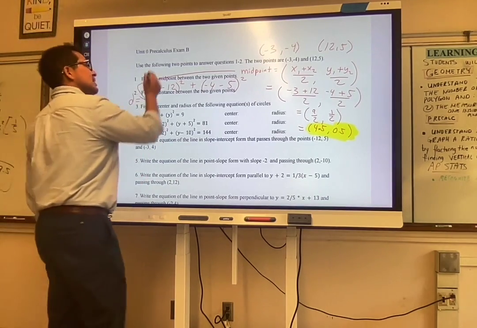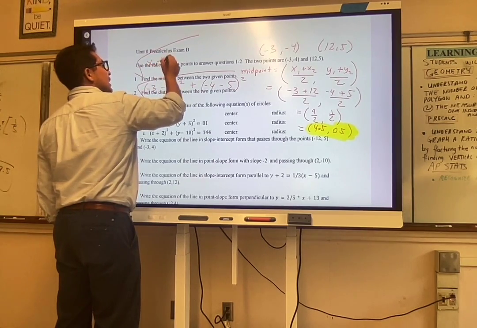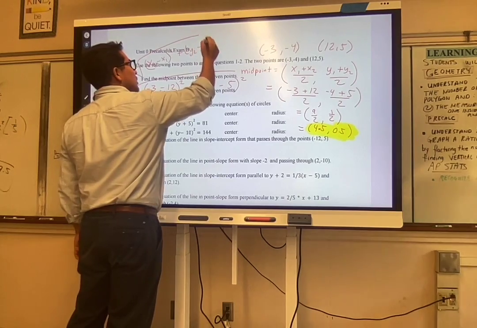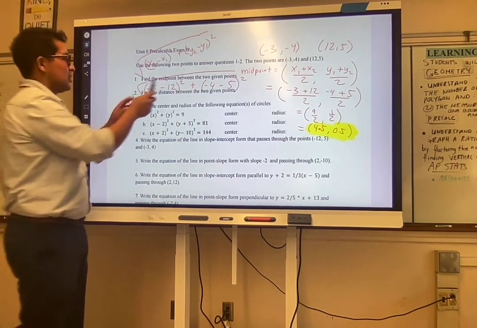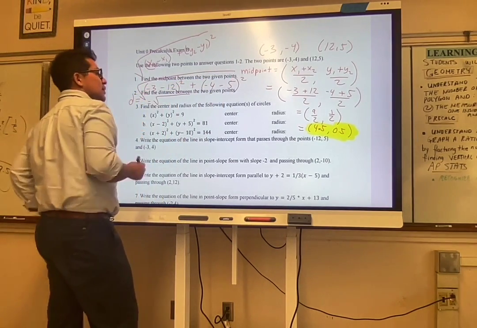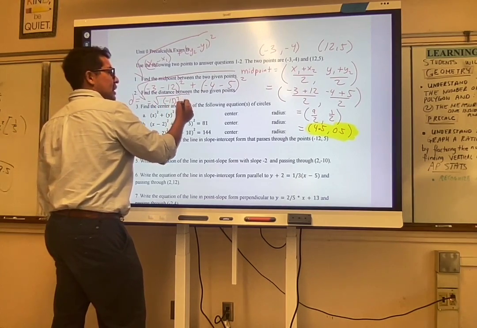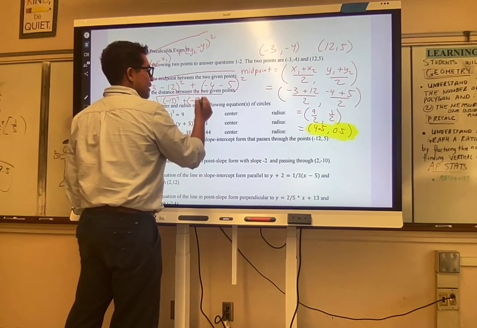If you Google this, the distance formula again is the square root of x2 minus x1 squared plus y2 minus y1 squared, okay? But as we've been doing in the class, we're just working with numbers most of the time. So what are we taking the square root of? The square root of -3 minus 12, well that's -15 squared, and then plus -4 minus -5, that's -9, and that's getting squared.